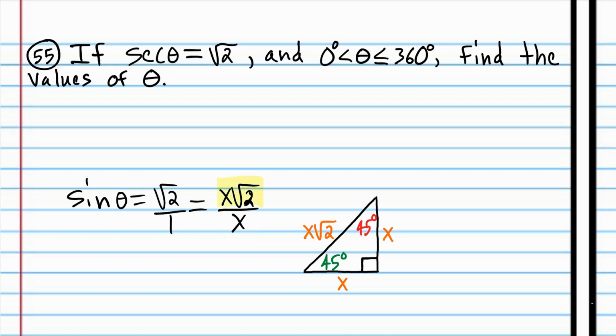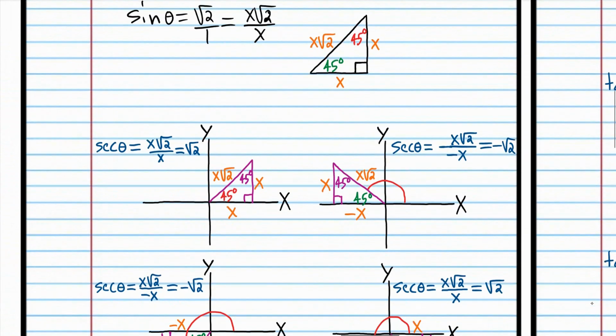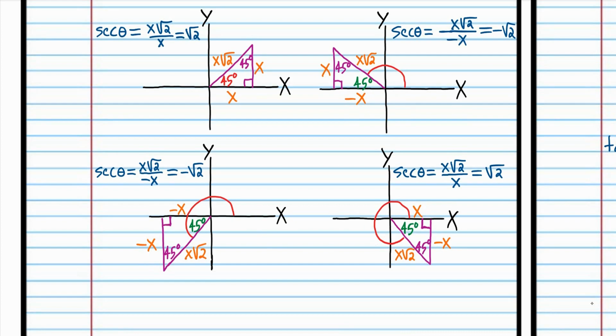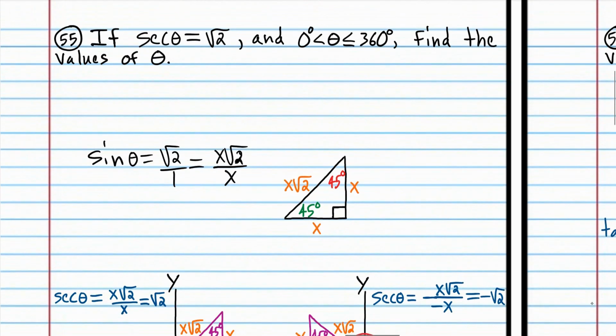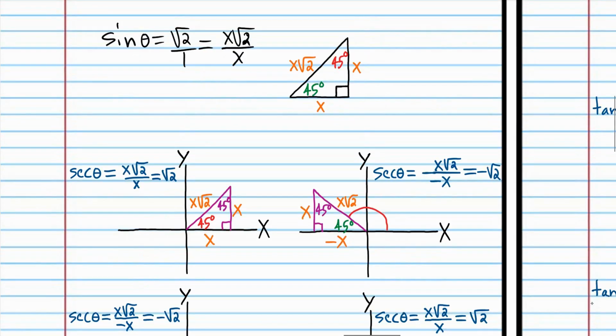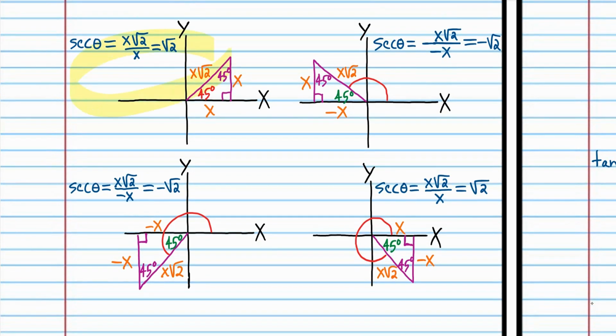The hypotenuse is x root 2, and the adjacent side is x. So you can see that this is a 45, 45, 90 triangle. So there are 4 triangles that we're going to consider, one in the first quadrant, one in the second quadrant, one in the third, and one in the fourth. And we're going to ask ourselves which of these secant values produces a negative, or excuse me, we want a positive root 2. So that happens in the first quadrant and the fourth quadrant.